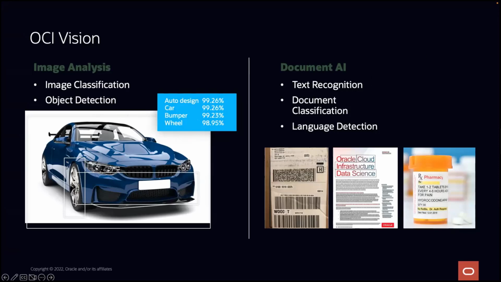Similarly, for document AI, we have text recognition, document classification, and language detection. In our demo today, this is what we're focusing on, the document AI. This gives you line by line, word by word text extraction, so basically OCR capabilities, and also document classification. The pre-trained model can identify whether the document is an invoice or a receipt, which is a really powerful AI-powered service.